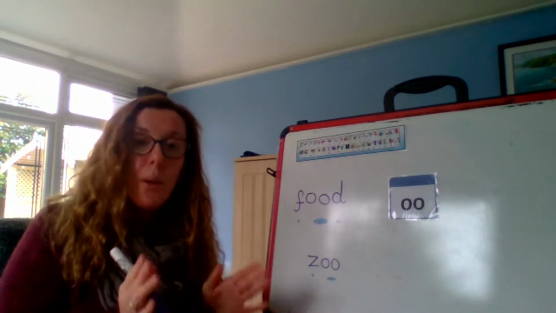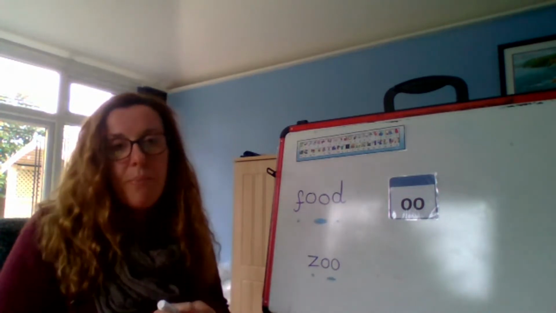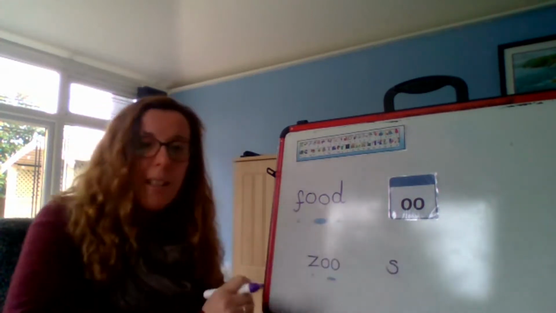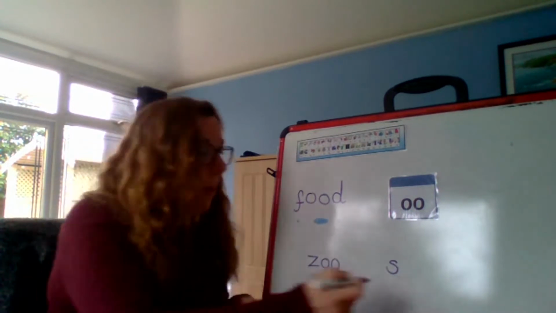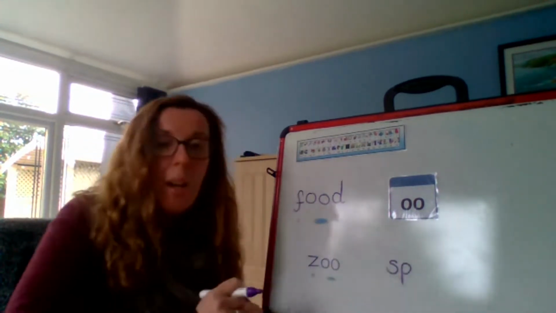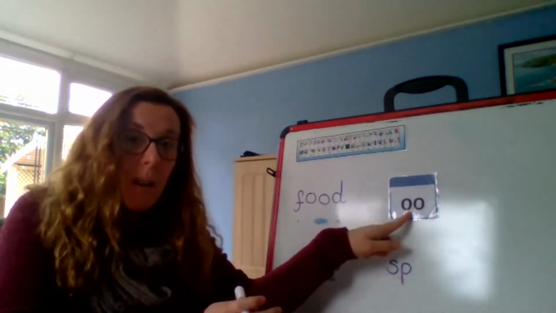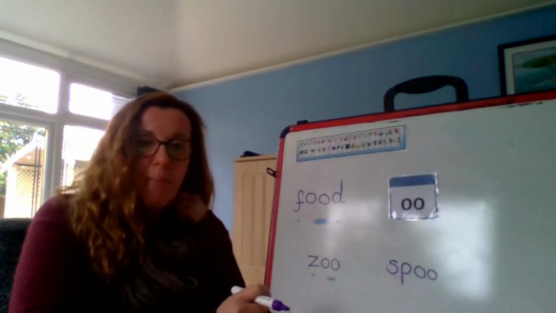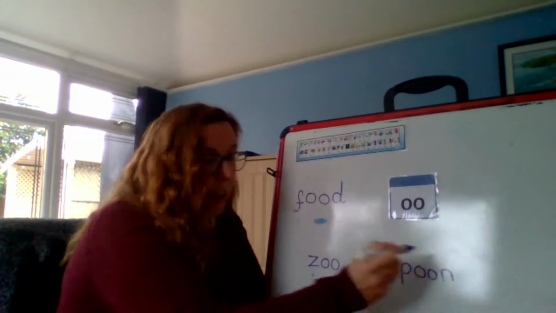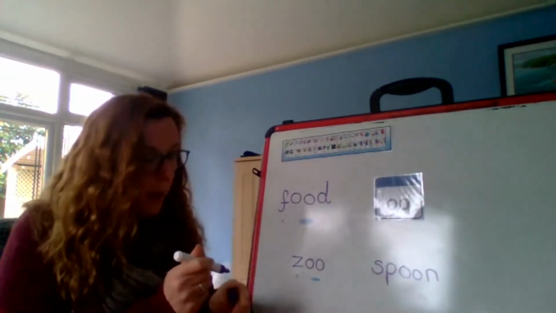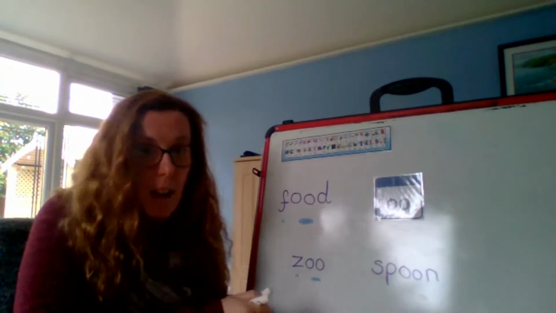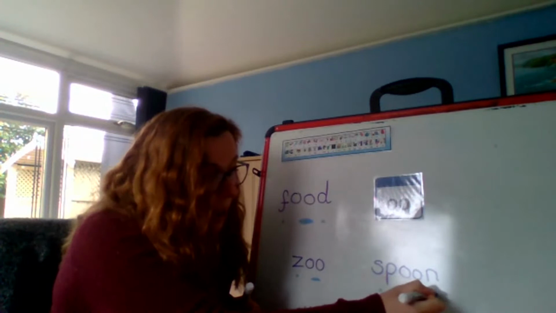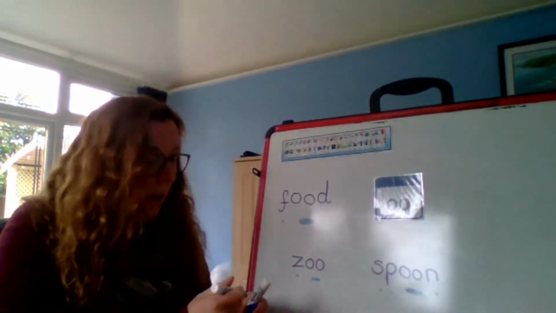Let's sound talk that out. Spoon. So what's that first phoneme, children? Well done. It's an s. So s. What's the next sound? P. Well done. P. Ooh. Well, we can take that from here, can't we? And put it down there. Ooh. And what's the final phoneme? Well done, children. Spoon. And how many sound buttons does it have? Should we find out? We've got s, p, oo, and n, spoon.